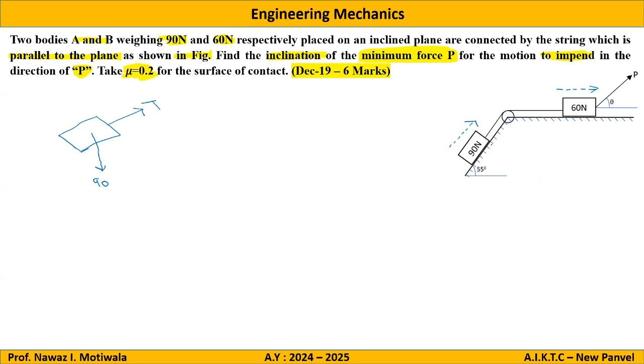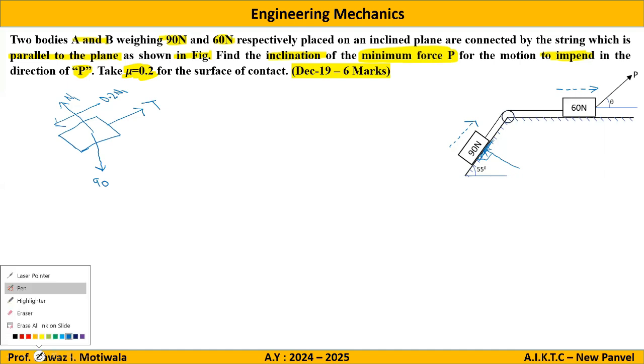Reaction at contact surface. This surface is inclined at this particular angle. So the reaction will be perpendicular in this particular direction, which I will show here in the free body diagram like this as N1. And then friction force, as the body is moving up the plane, friction force will be down the plane with a value of 0.2 N1.